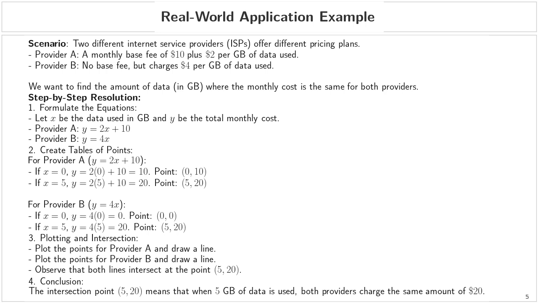By identifying that intersection point, we have found our solution. The coordinates 5, 20 tell us that, when you use exactly 5 gigabytes of data, the monthly cost for both providers is identical, at $20. This perfectly demonstrates how the intersection of 2 lines provides the unique solution to a system of equations.